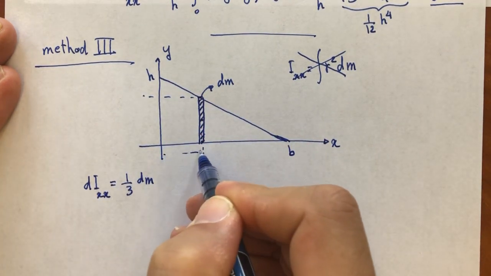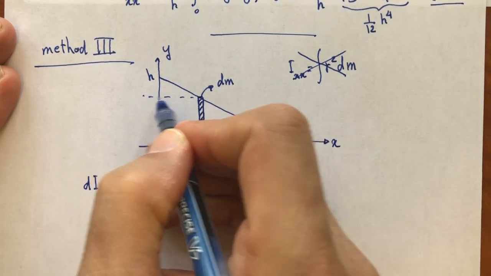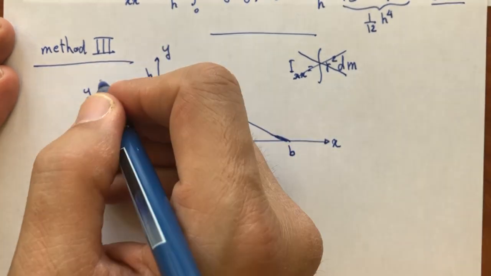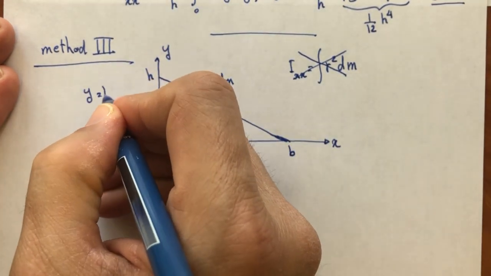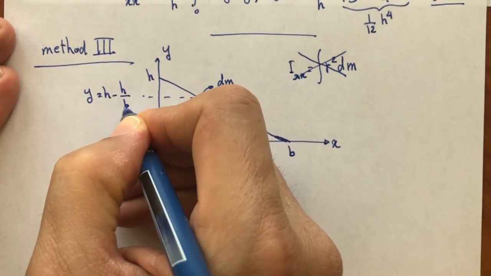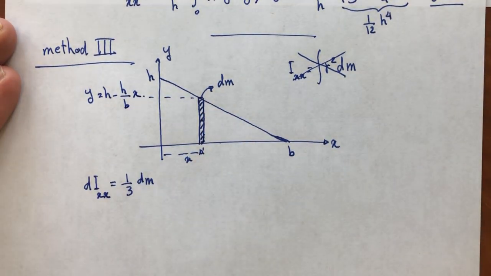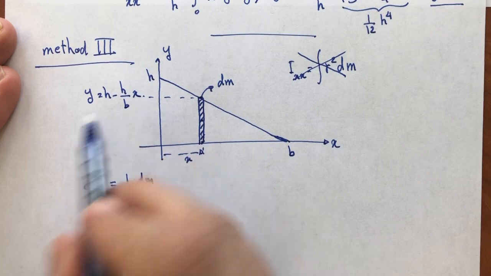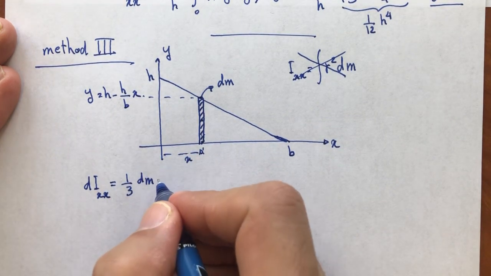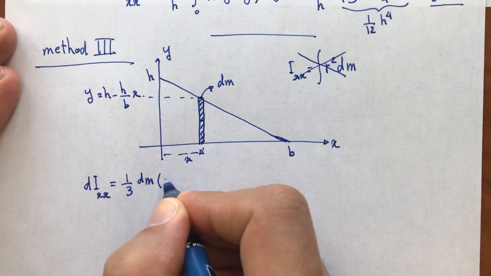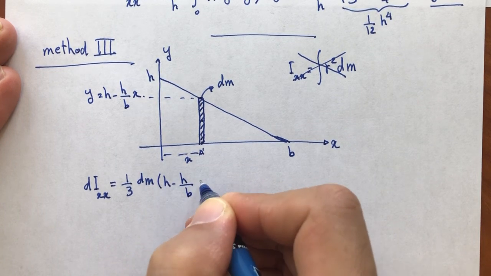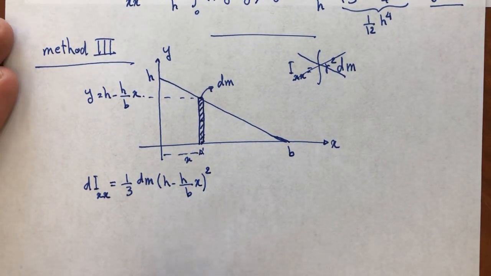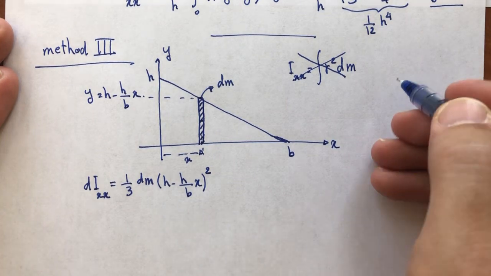And what is the height? If I call this distance x, the height of the element, from the equation of this line, is going to be h minus h over b times x. This is the equation of this line, right? For any x, the height, the y of this point which is on this line, is going to be this equation. So I can replace the height with that: h minus h over b times x, squared. And where this comes from, again, comes from the previous example which I solved for you.